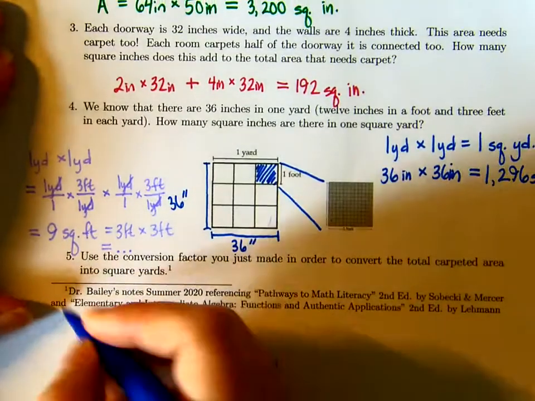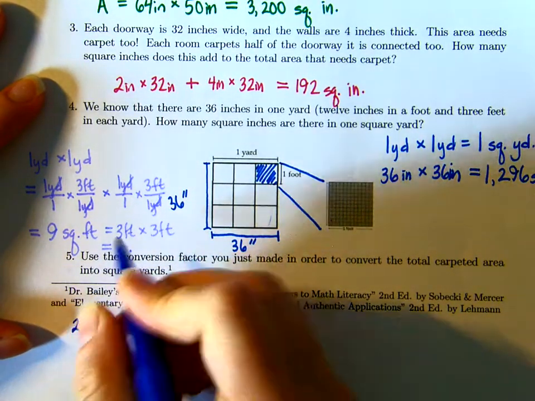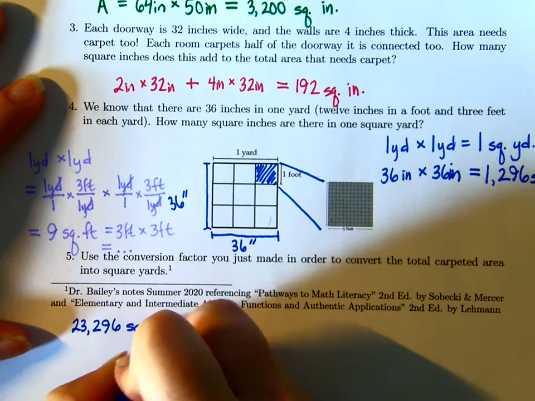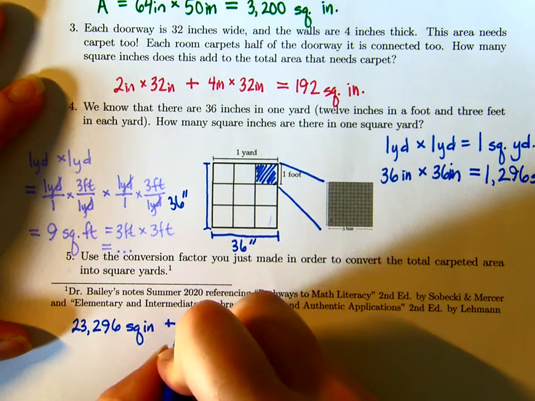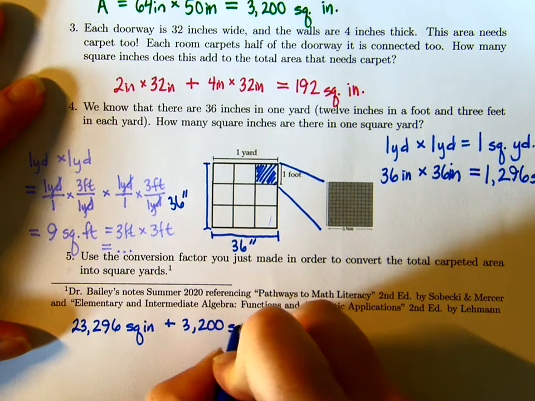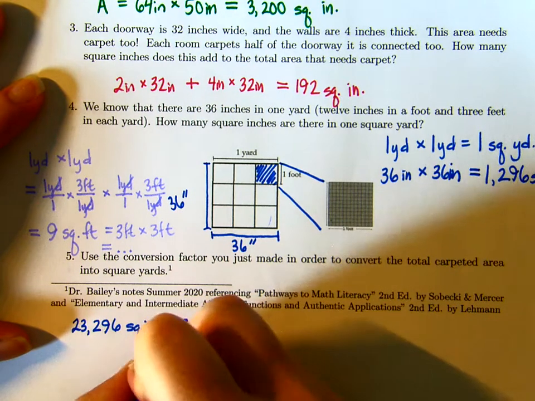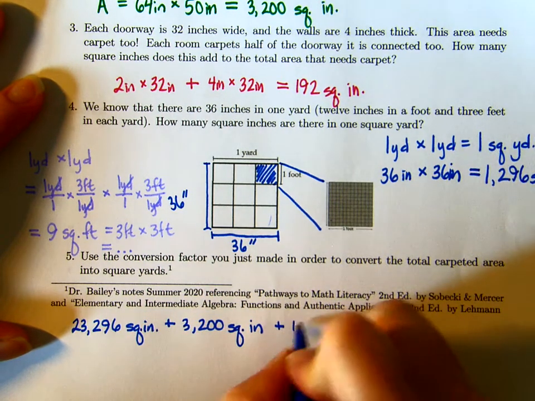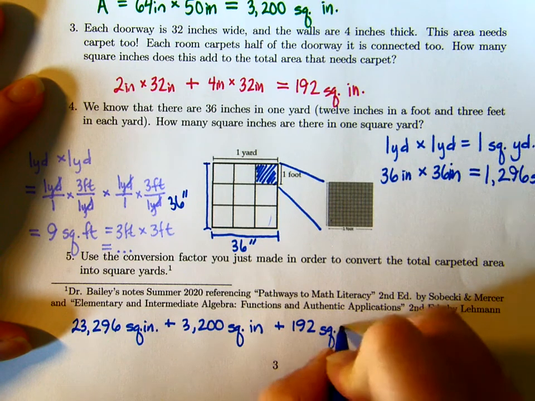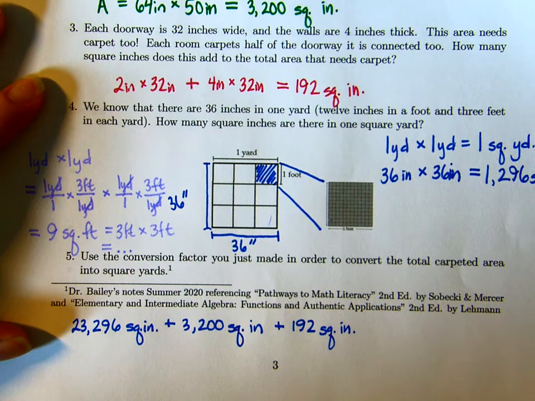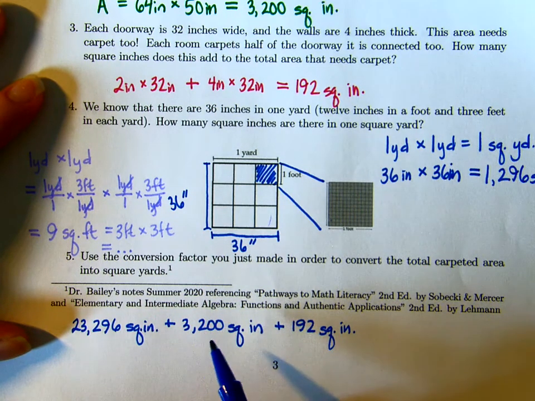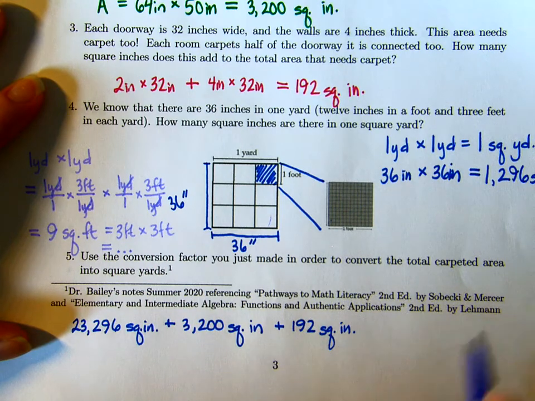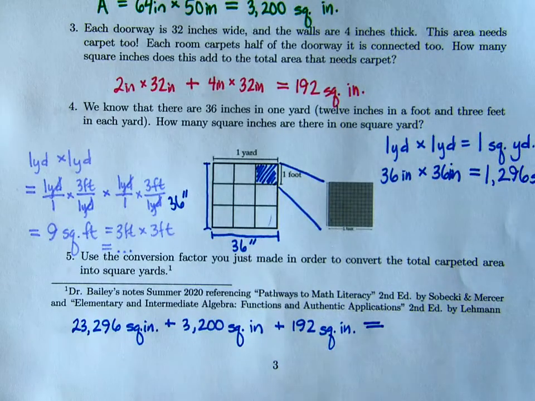I have a little bit of space down here. Let's use it. So we've got the area of the bedroom plus the area of the closet plus the area in each doorway. So we have 23,296 square inches plus 3,200 square inches plus 192 square inches. That is all getting carpet. Let's total that.